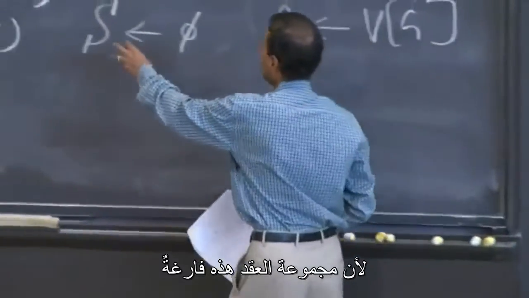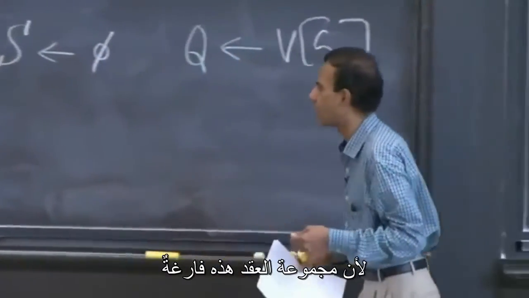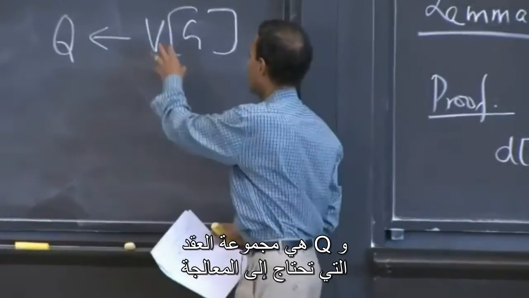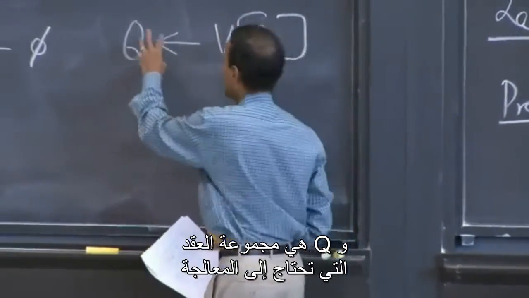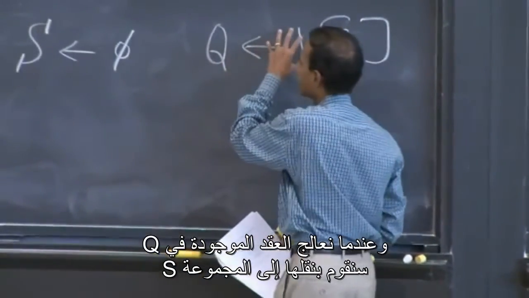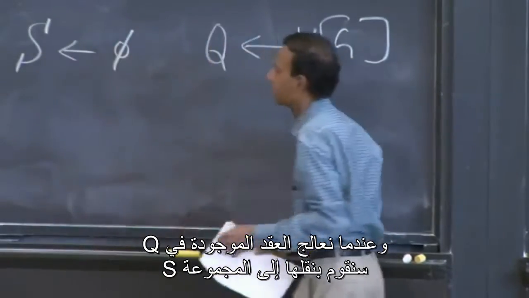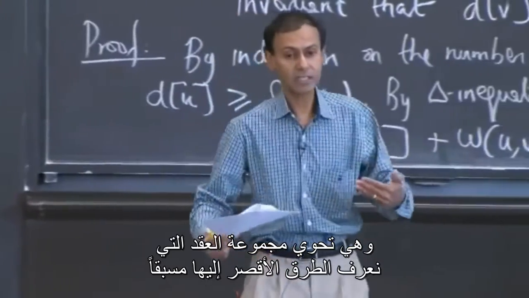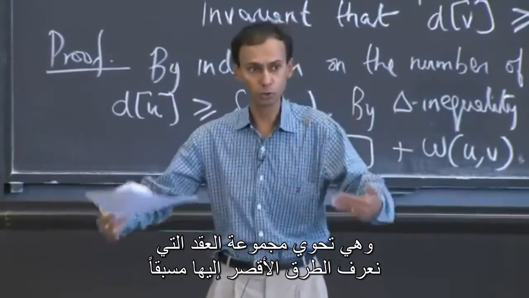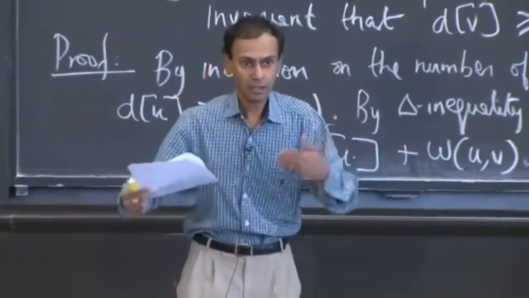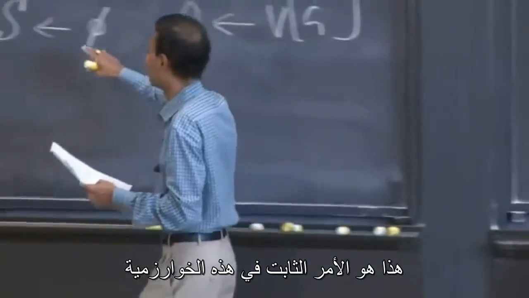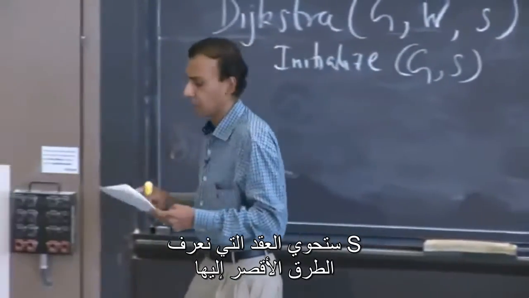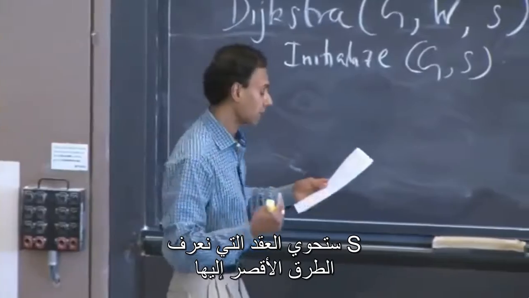because this set of vertices is null, and Q is the set of vertices that need to be processed. And as we start processing vertices from Q, we're going to move them to capital S, and they're going to contain the set of vertices that we know the shortest paths to already. And that's the invariant in this algorithm. S is going to contain the set of vertices that we know the shortest paths to.